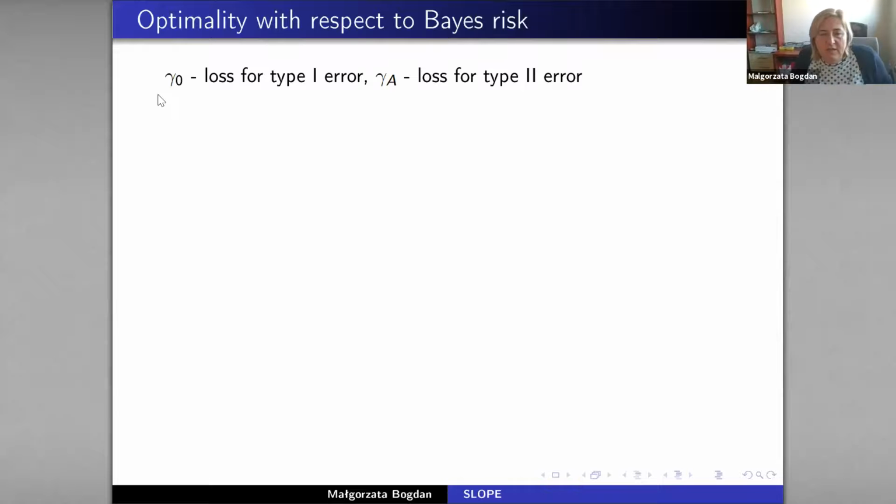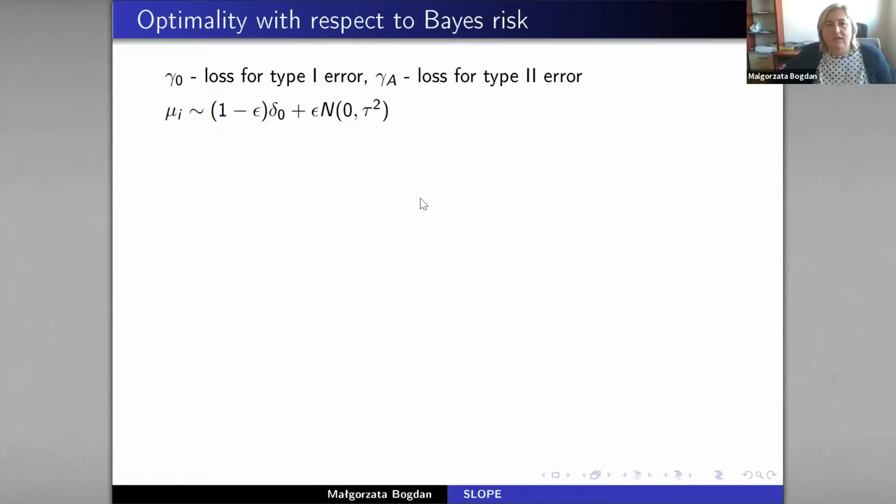But you can also think about testing in terms of classification. So you have two things to pick from: alternative and null hypothesis. And you might have some loss. You pay something if you make a type 1 error, and you pay something if you make a type 2 error.